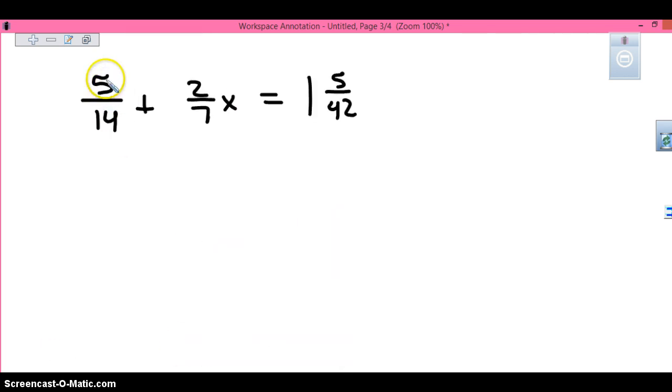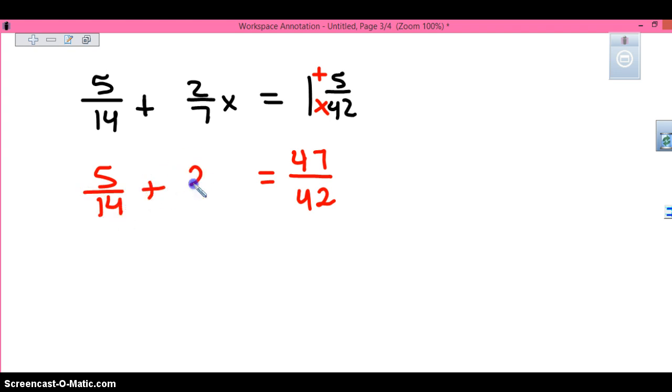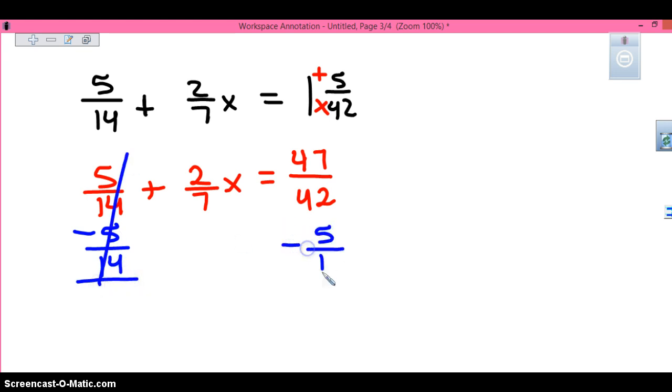So if we have to solve 5/14 plus 2/7 x equals 1 and 5/42. First of all, we need to change the mixed number to an improper fraction. So 42 times 1 is 42 plus 5, 47/42. We can set this equal to 5/14 plus 2/7 x. We can subtract 5/14 from each side. What you do to one side, you do to the other.